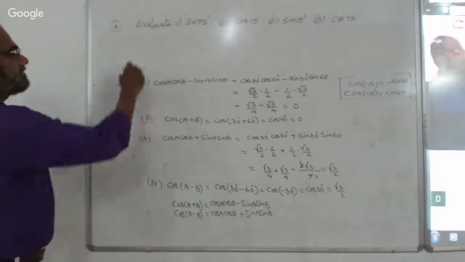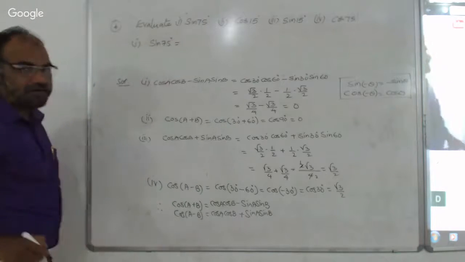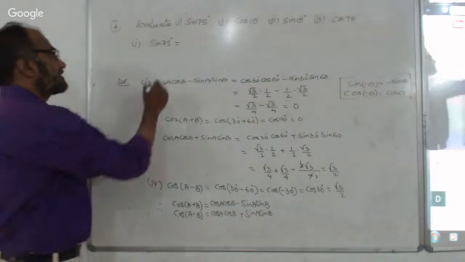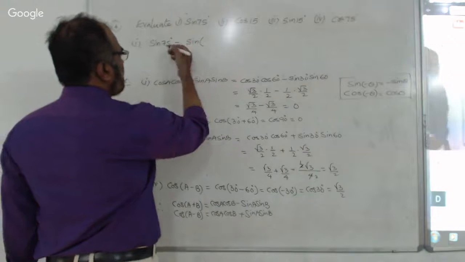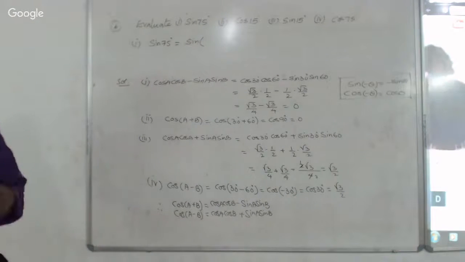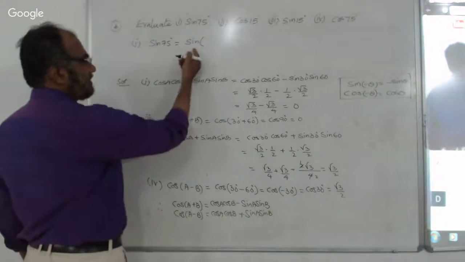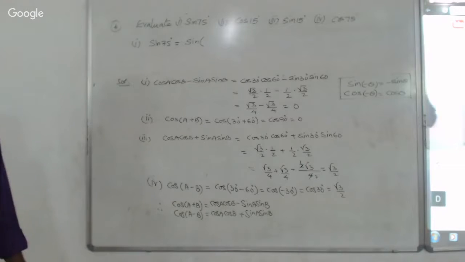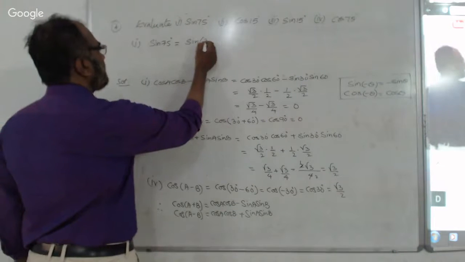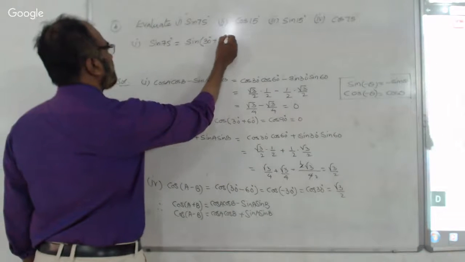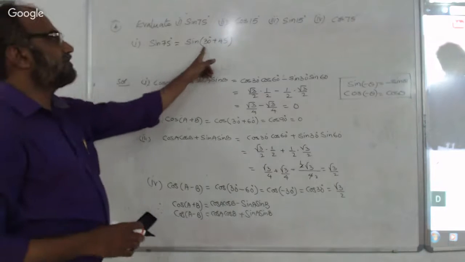First one is sine 75. How to find the value of sine 75? I can write this as sine of 90 minus 15. Then I use sine of A minus B, giving sine 90 cos 15. But do I know what cos 15 is? No. So you write 75 as 30 plus 45. Okay, now it is in the form of sine of A plus B.